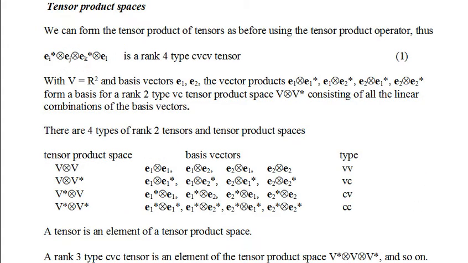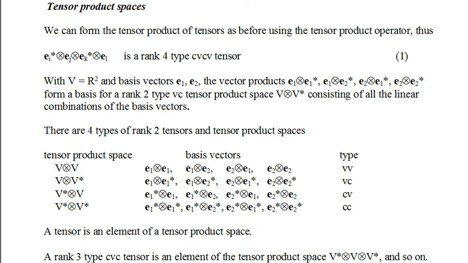We can form tensor products as before using the tensor product operation. On line 1 we have a product of 4 basis tensors, E1 star times Ej times Ek star times E1, and that is a rank 4 type CVCV tensor. With V equal to R2, with basis vectors E1 and E2, the tensor products E1 times E1 star, E1 times E2 star, E2 times E1 star, and E2 times E2 star form the basis for a new vector space, a rank 2 tensor product space of type VC.